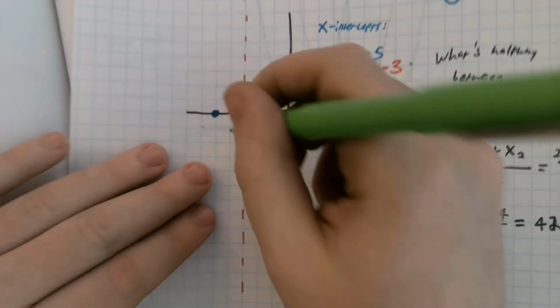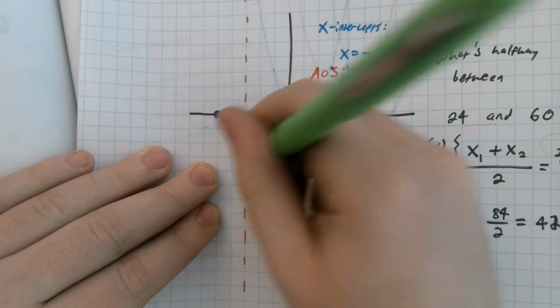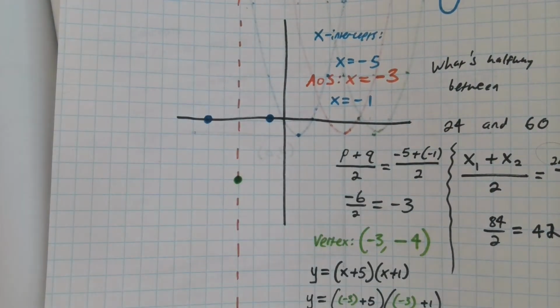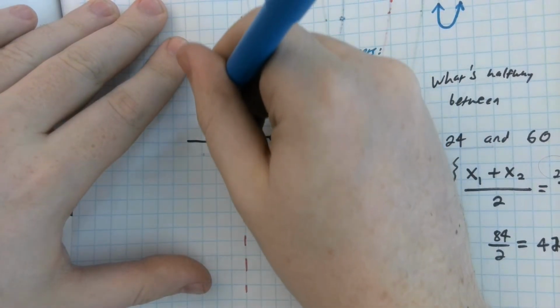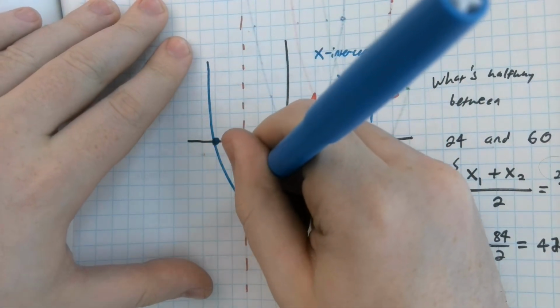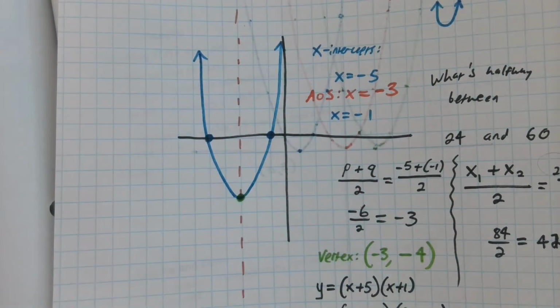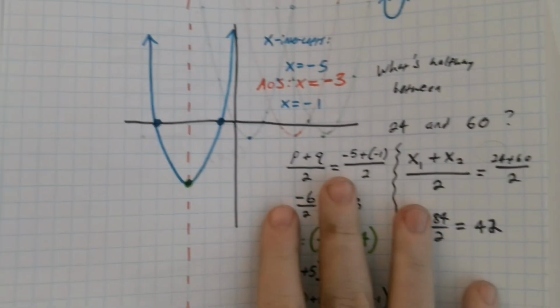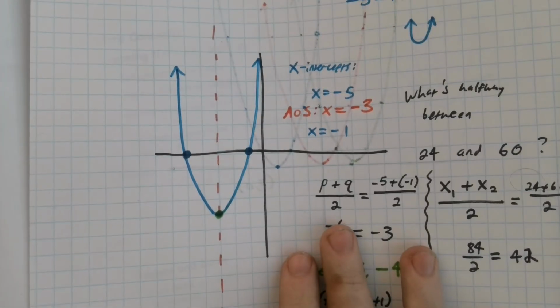Which means we can now make our graph. There's our vertex, there's our x-intercepts. Our parabola is going to look like this. And we're done. This is why vertex form is so nice. It's because you can immediately graph your parabola.